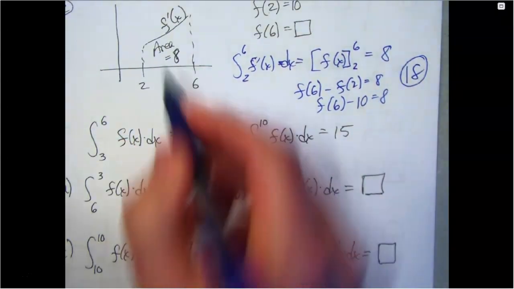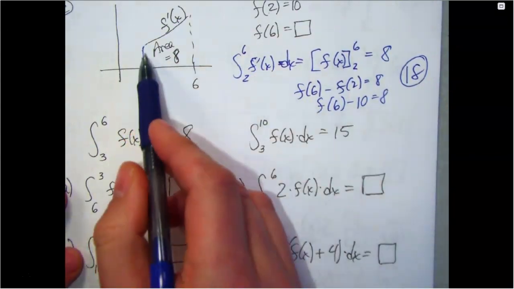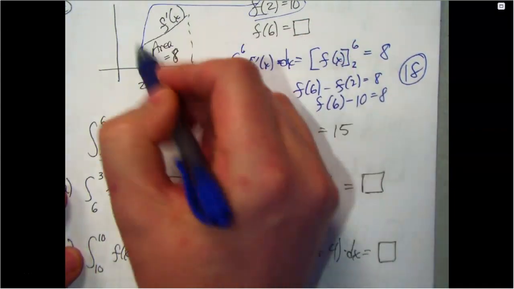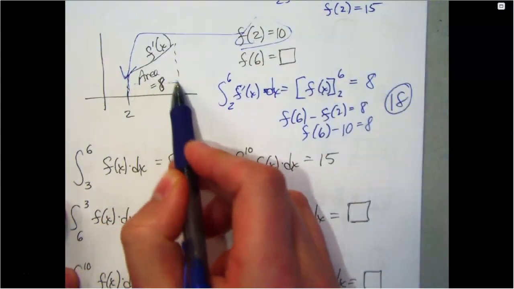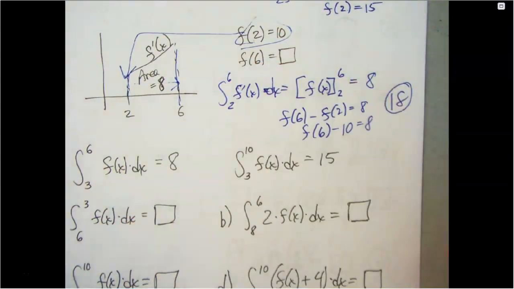You could have also just looked at it like, okay, I know that I've got 10 units of area at x equals 2. I'm adding 8 more as I go across, so I'll end up with 18.